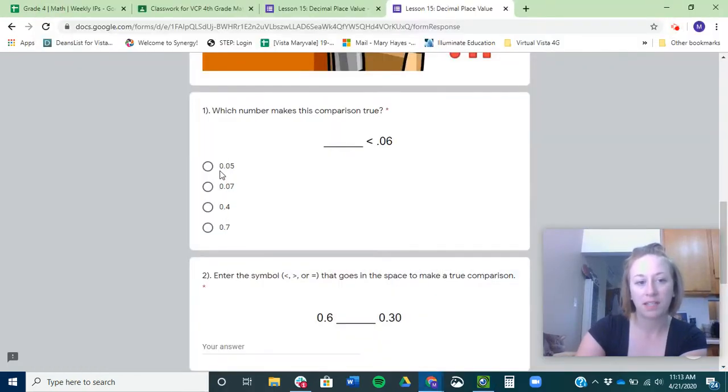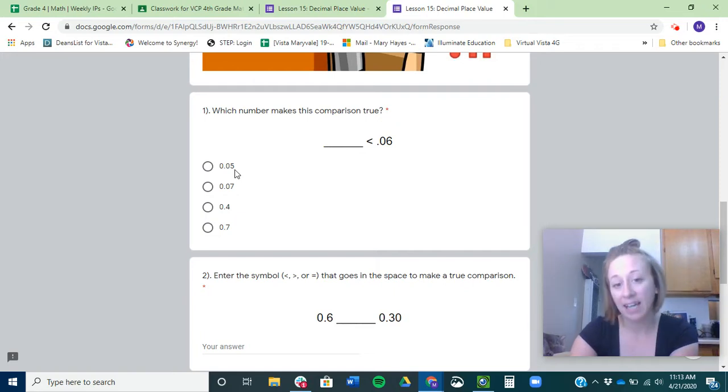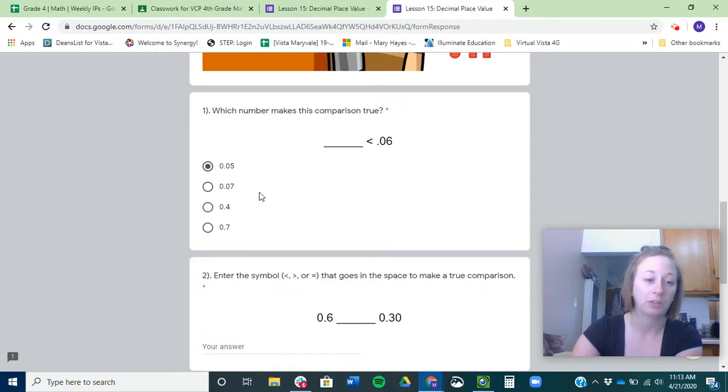The first choice is 0.05. Well, that value is 5 hundredths. If we put that value into the blank space, is 5 hundredths less than 6 hundredths? You're right. 5 hundredths is less than 6 hundredths. So we already know our first answer is correct. Let's continue to evaluate the rest of the answer choices so we don't get tricked.